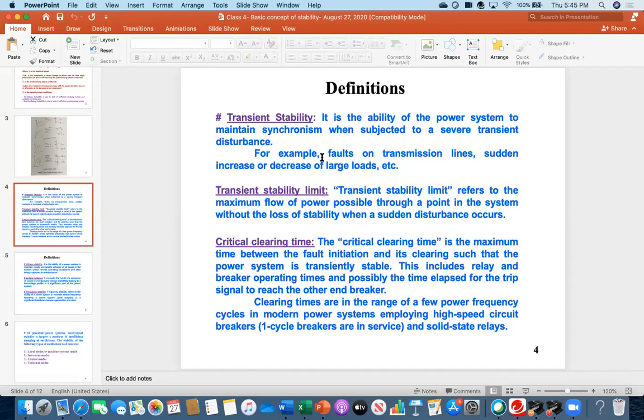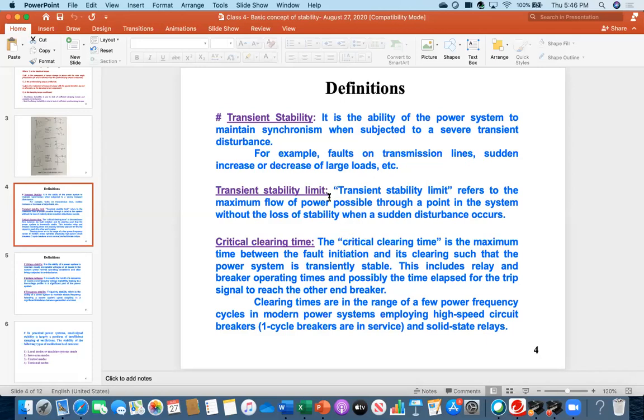So what is the difference between transient stability and small signal or steady state stability? Transient stability is when there is a severe transient disturbance, a major fault, a major disturbance. Steady state stability or small signal stability is due to small changes, like a small change in load or a small change in generation. Those are the causes of small signal stability.